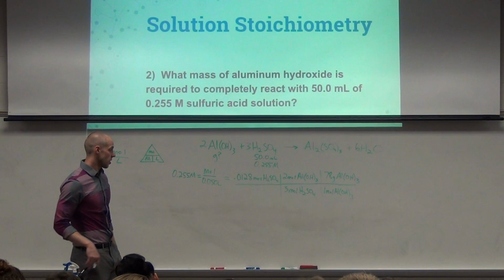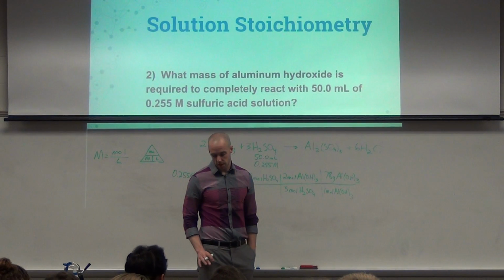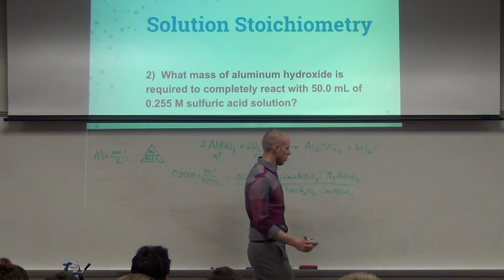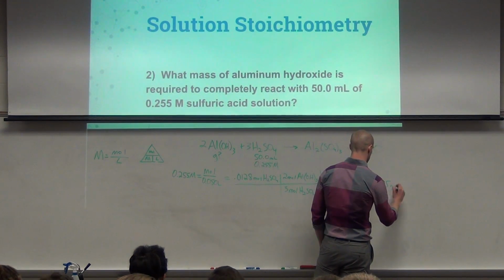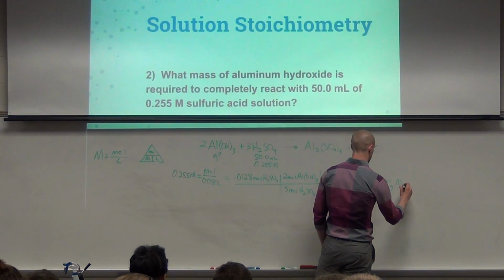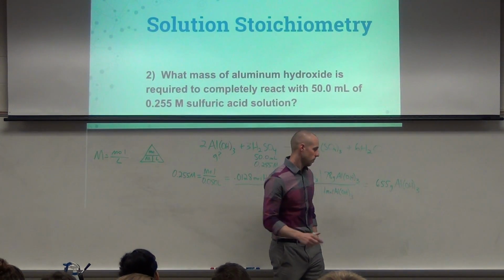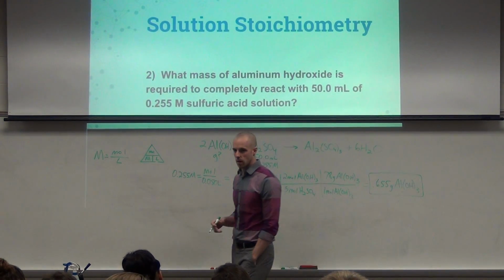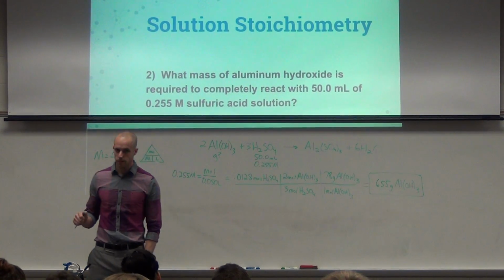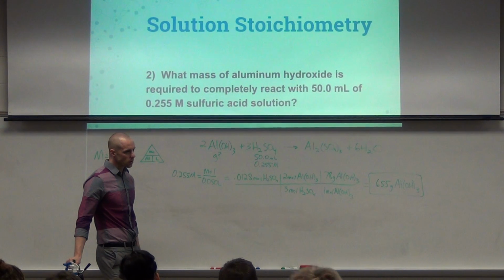So you guys know what comes next. You're just going to plug these all into your calculator, multiply by everything on top, and then divide by the 3 on the bottom. You're going to get 0.655 grams of the aluminum hydroxide. Does anybody have questions on that?